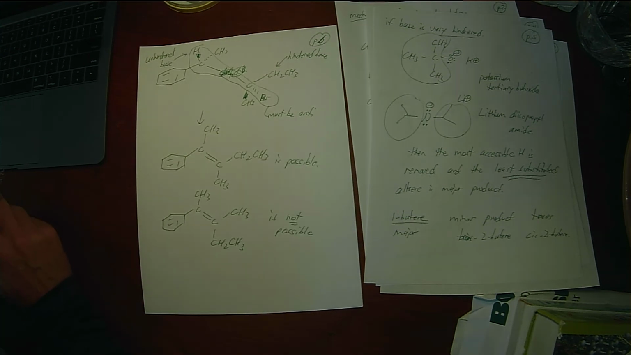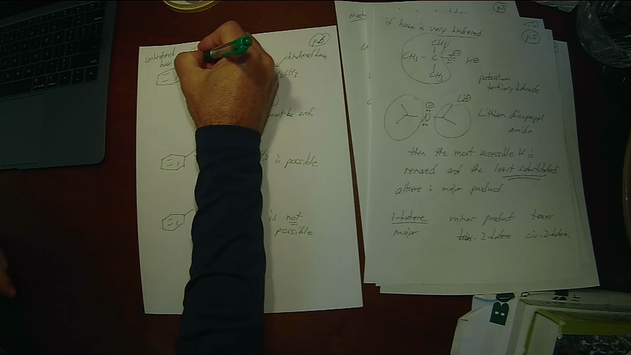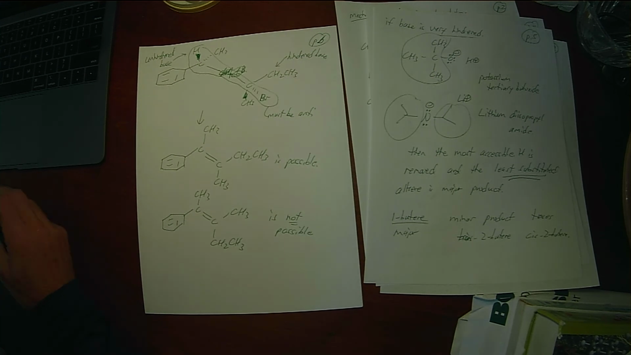So you've got a little bit more complexity for elimination reactions than you have with substitution reactions because of the possibility of forming multiple structural isomers as well as multiple stereoisomers.